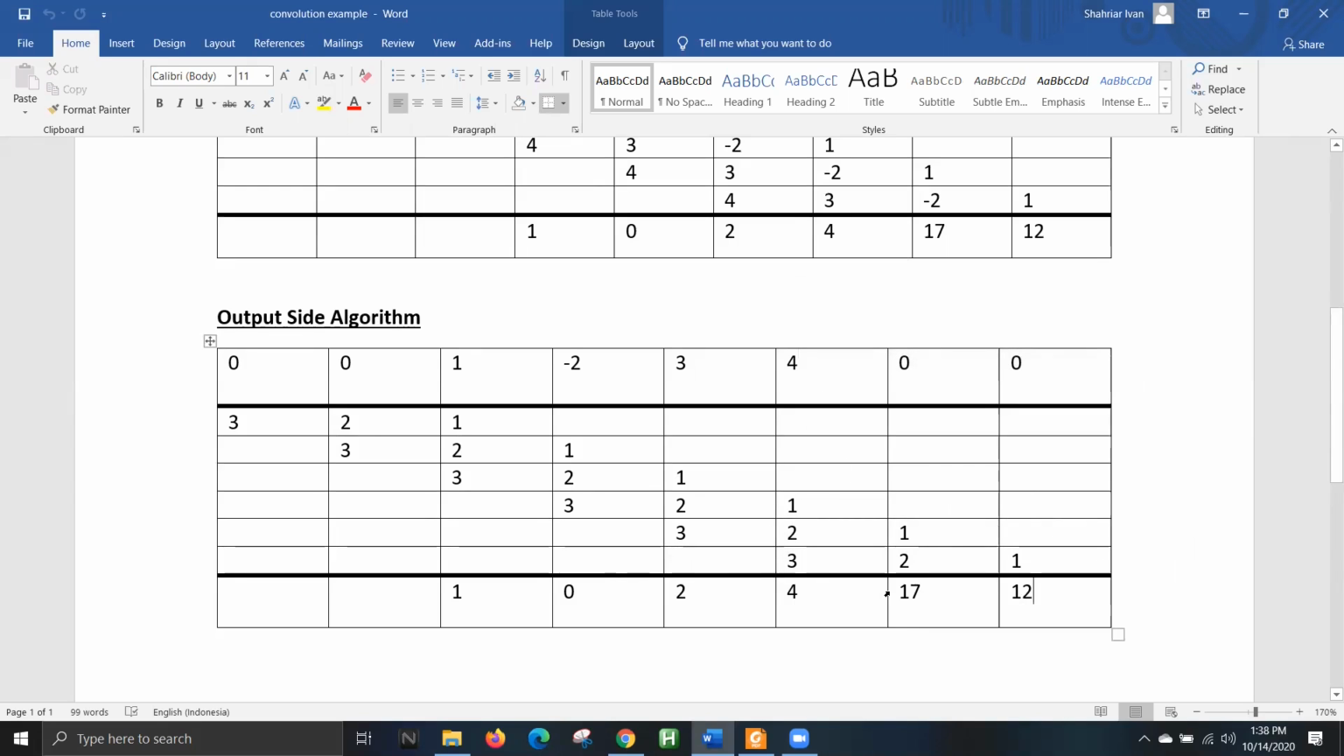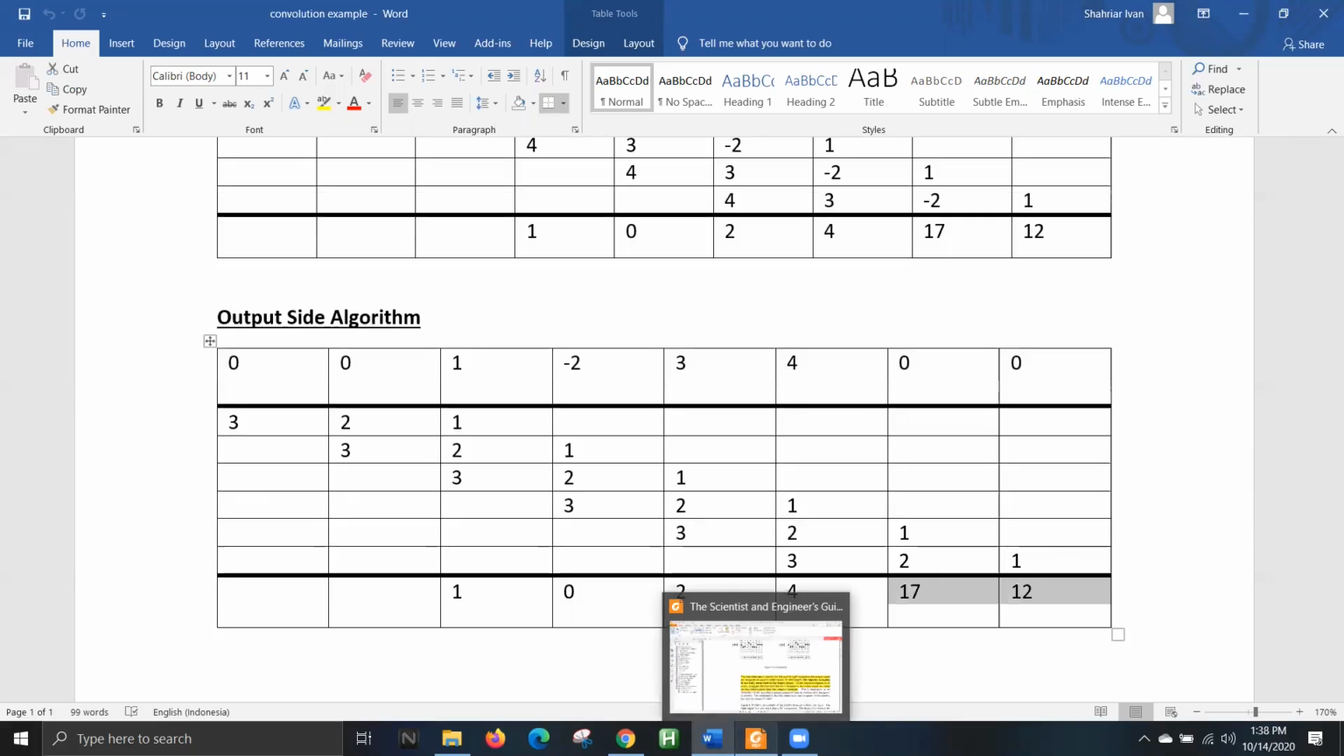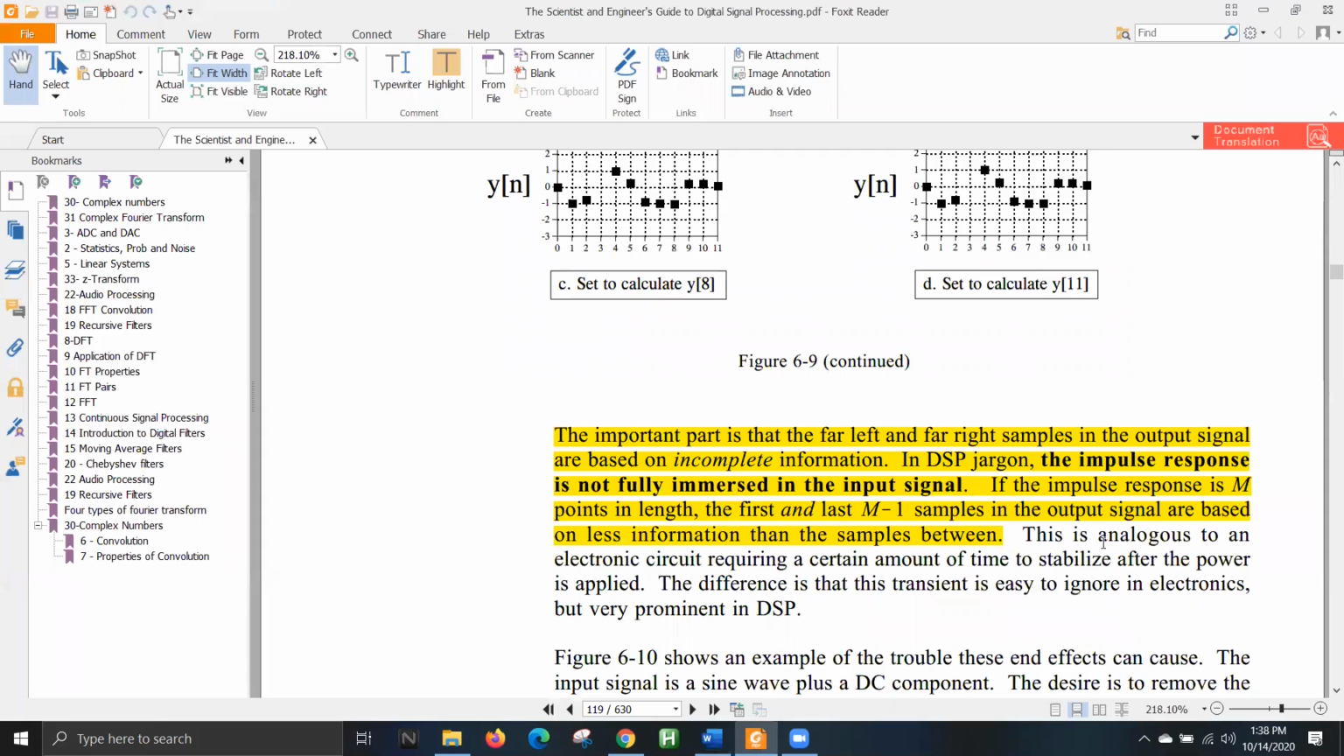Okay, so this is just the basic idea: the first M-1 and last M-1 values in the output signal y will not be based on complete information. And this is the term we mean when we say this.